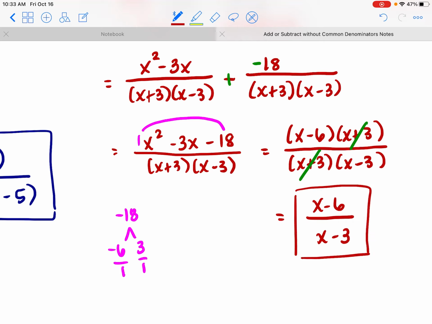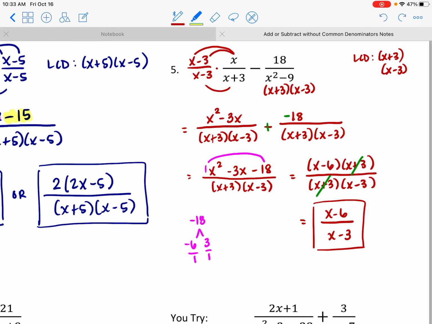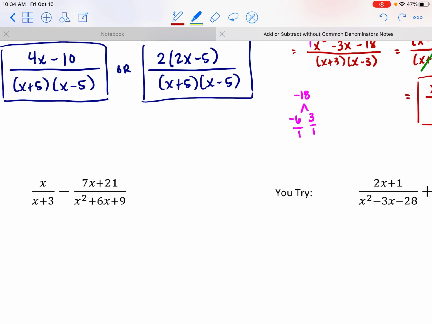And that's as far as we can go with that. Okay, I know some of you might be tempted to reduce here, but remember all four terms have to have something in common in order to reduce. And all four terms don't have an x, all four terms don't have a 3 in common, so there's nothing we can do to simplify this fraction any further. Okay, so that's going to be our final answer on that one.